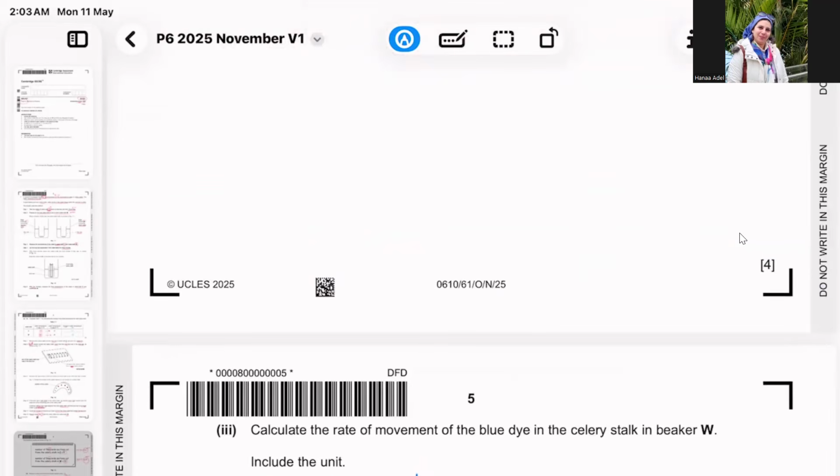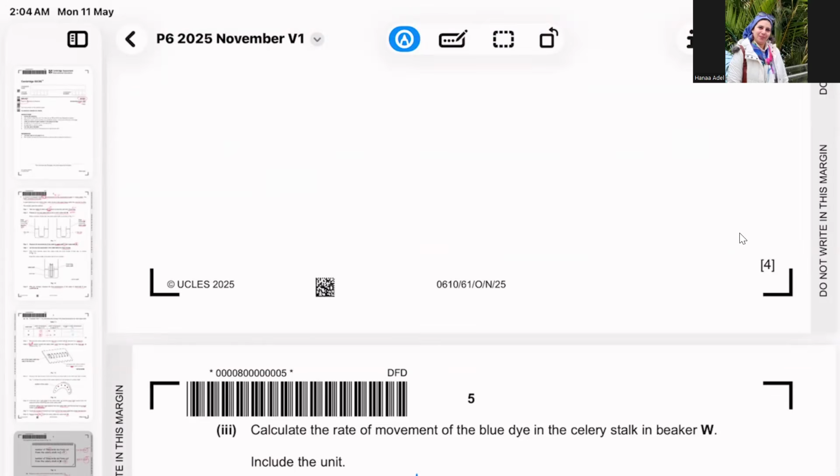Calculate the rate of movement of blue dye in celery stalk in beaker W. Include the unit. How can we calculate the rate? So what's meant by rate? Something that moves in a certain time. They said that it was left for 10 minutes.